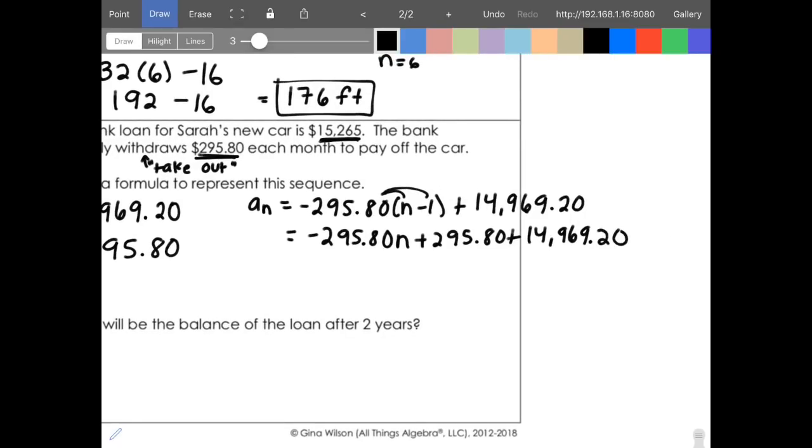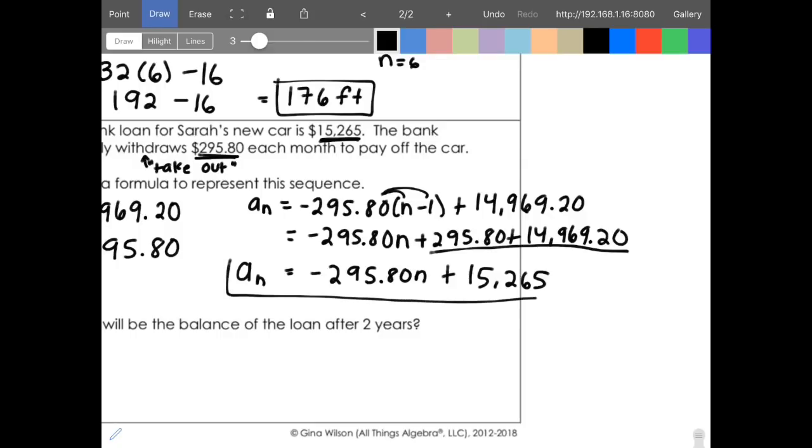Okay, so we can combine like terms here. We can combine these two, right? So negative $295.80 n plus 15,265. That is my formula. This is A sub n. And this makes sense, doesn't it?